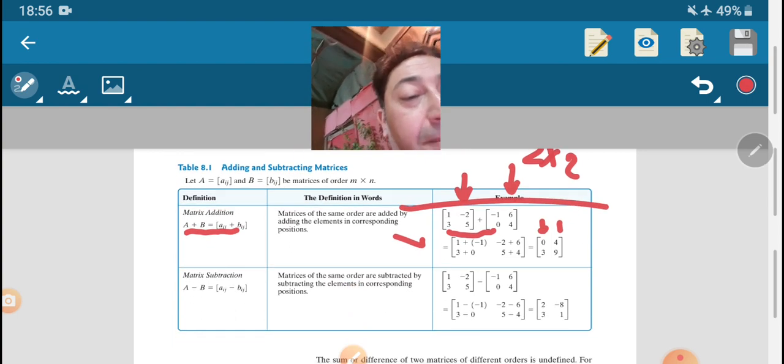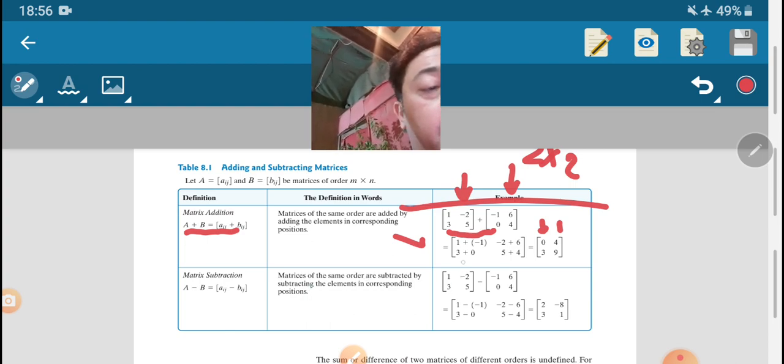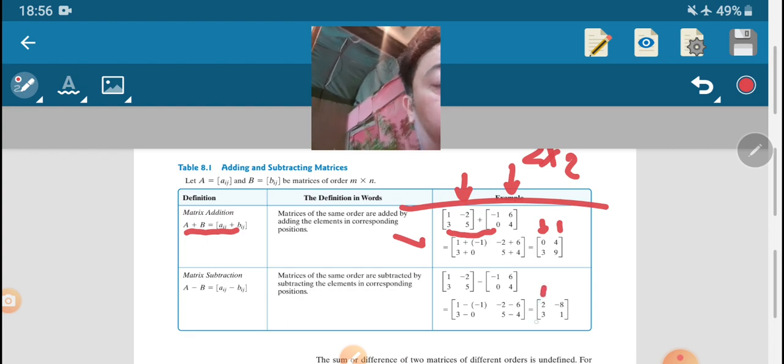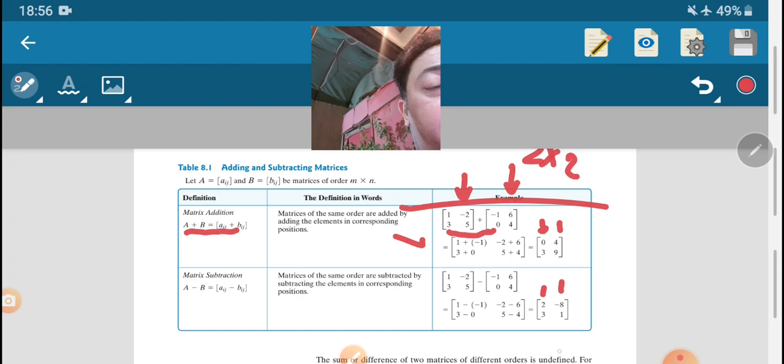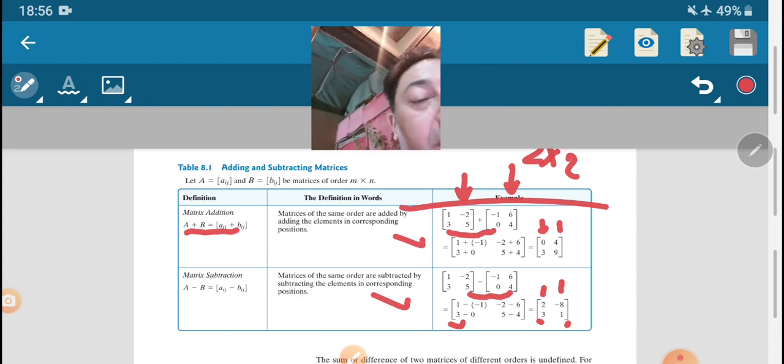The same thing applies with subtraction. If you want to subtract two matrices, the orders must be the same, 2 by 2 and 2 by 2. Now, 1 minus negative 1 is 2. Negative 2 minus 6 is negative 8. 3 minus 0 is 3. 5 minus 4 is 1. So we have finished our work.